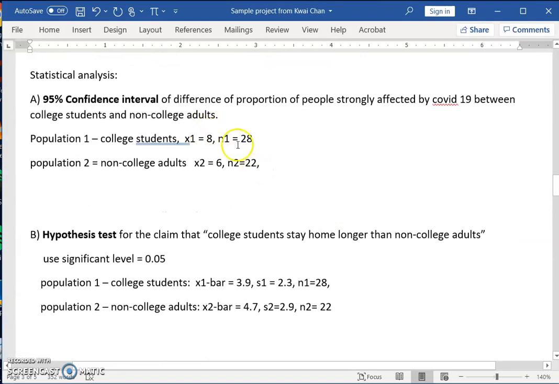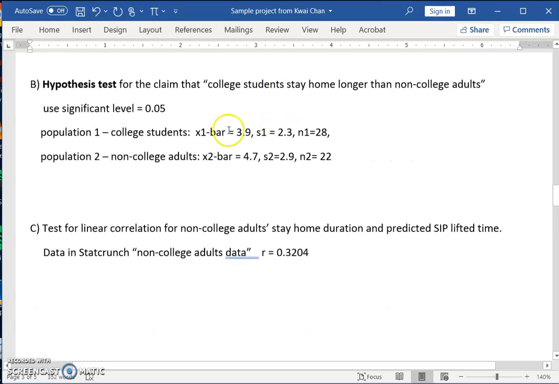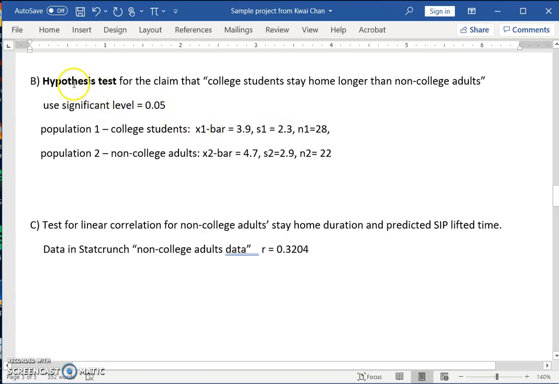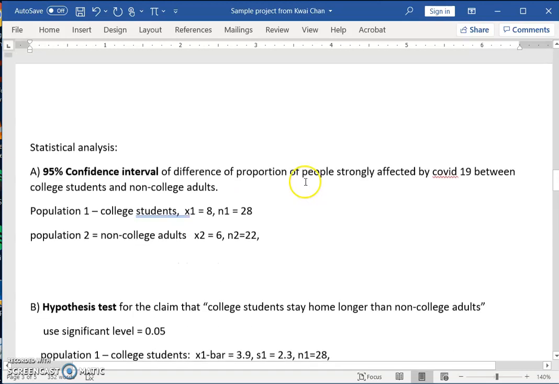So namely, we'll do three things. First, confidence intervals of the categorical proportion. Second, a hypothesis test for stay home length, which population stays home longer. And third, a linear correlation test for non-college adults, whether the stay home duration and predicted shelter in place lifted time are correlated.